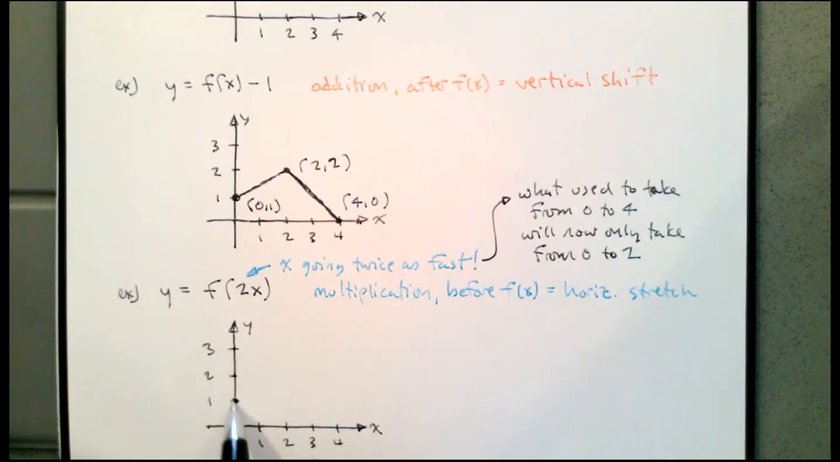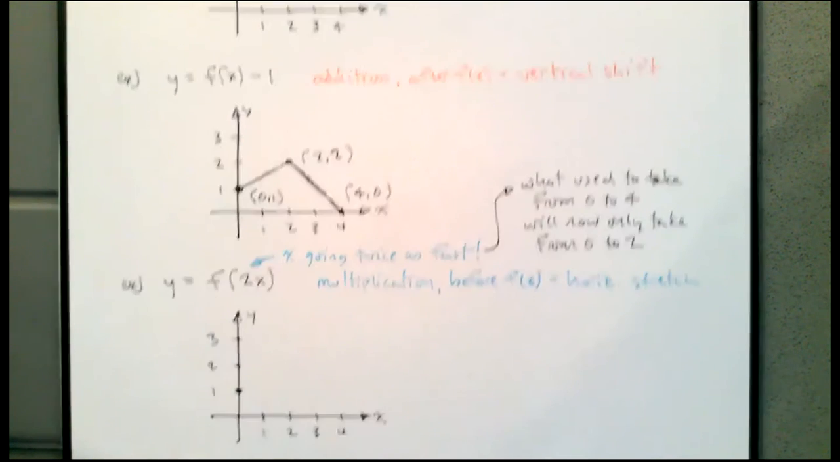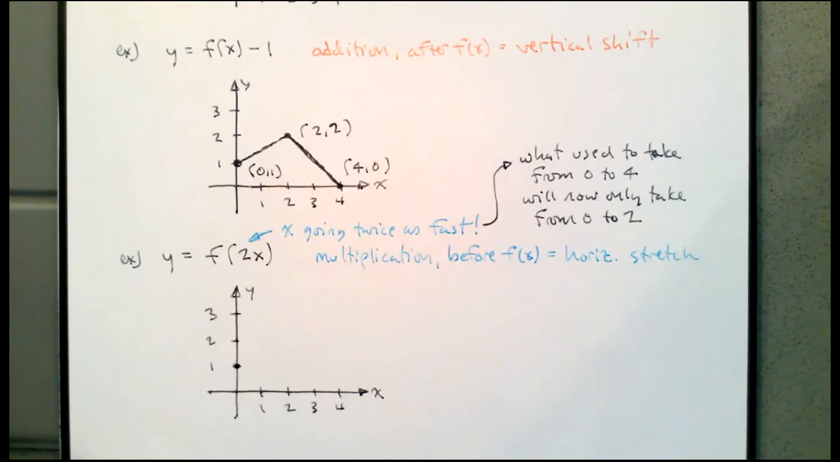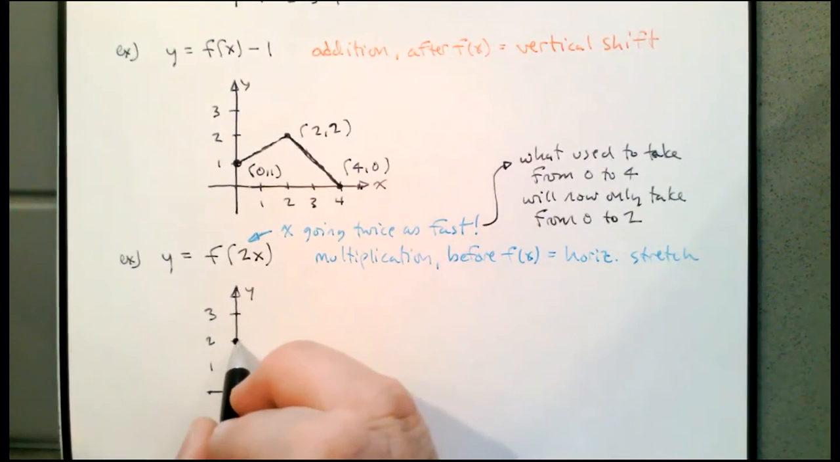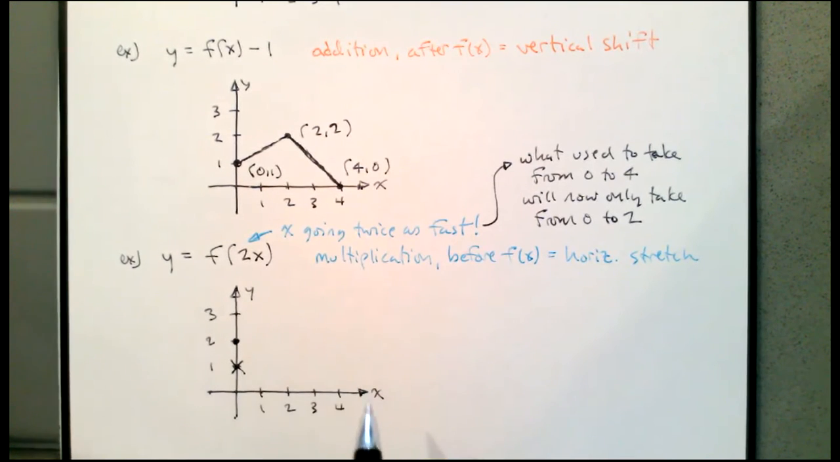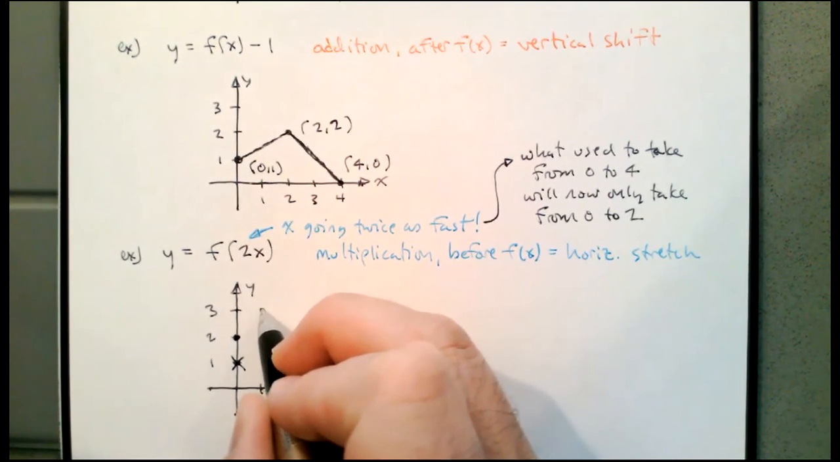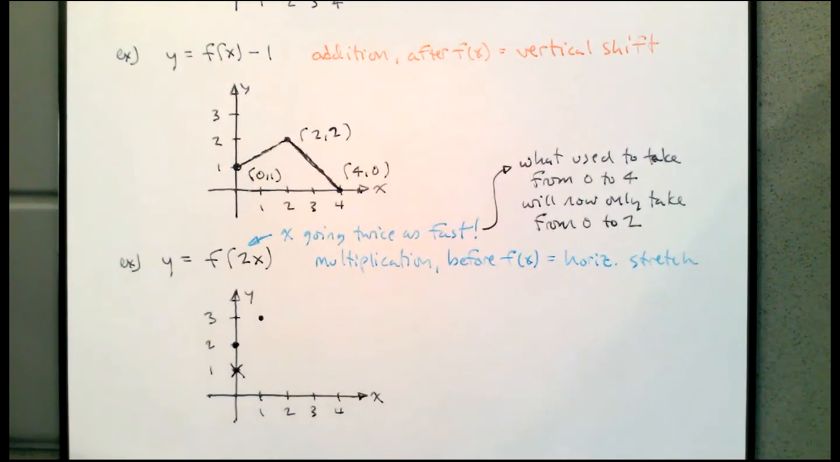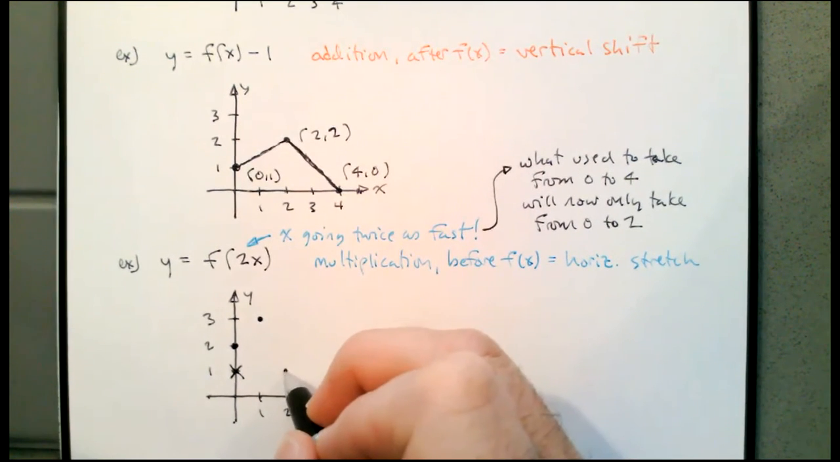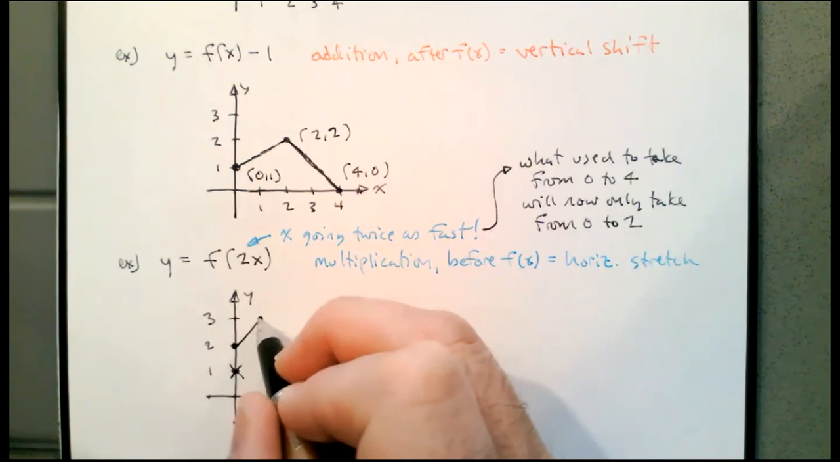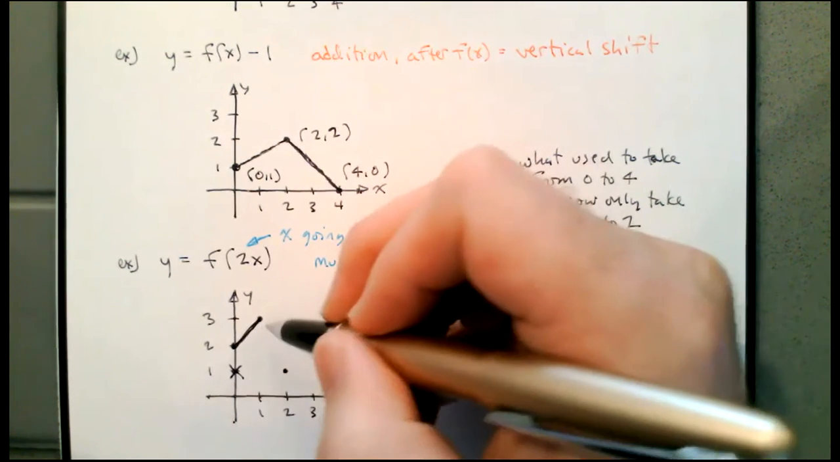At x is 0, f of 0 is 0. Oops, not 0, 1; 0, 2 is my original. But the point 2, 3 will get there twice as fast. Instead of being at 2, 3, that'll take place at 1, 3. And instead of 4, 1, we'll be at 2, 1. Because we're going through the x's twice as fast.